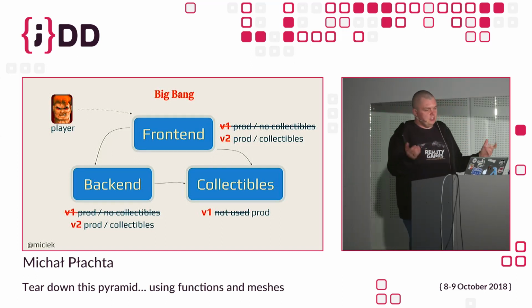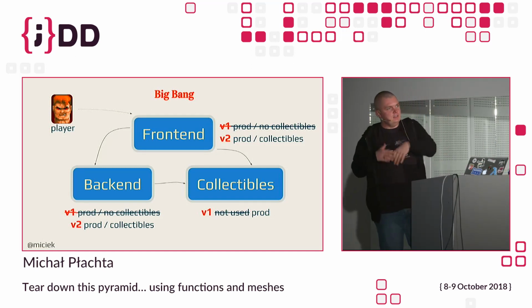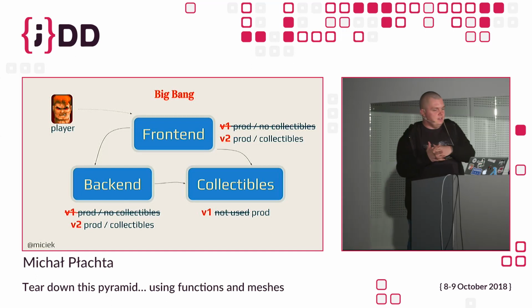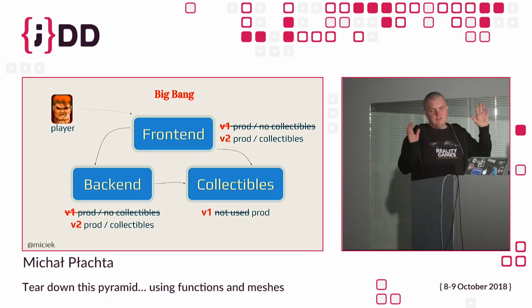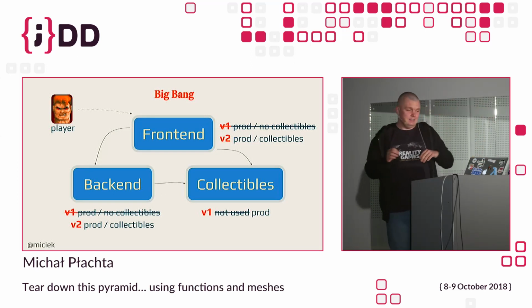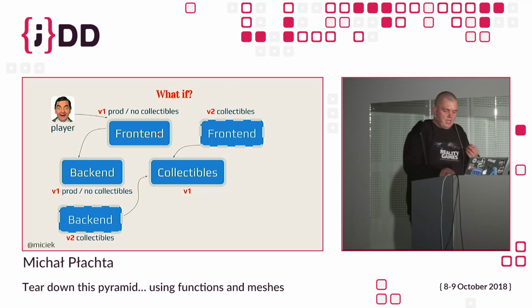So this is a traditional approach. The second one is to create another cluster on the side, and then test everything, and then push it to production like a big bang, because we tested on a production-like cluster. So I treat those two like the same one. So the player creates a request to the front end, and now this is version 2, so it uses collectibles.